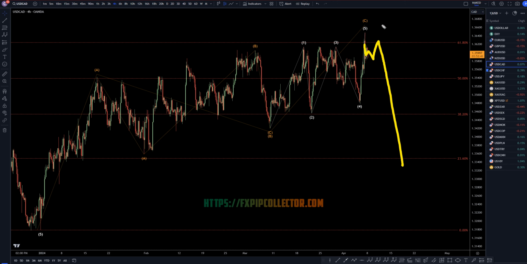We do have CPI for the dollar this week, so it could actually end the wave 2 and start a big wave 3 to the downside.